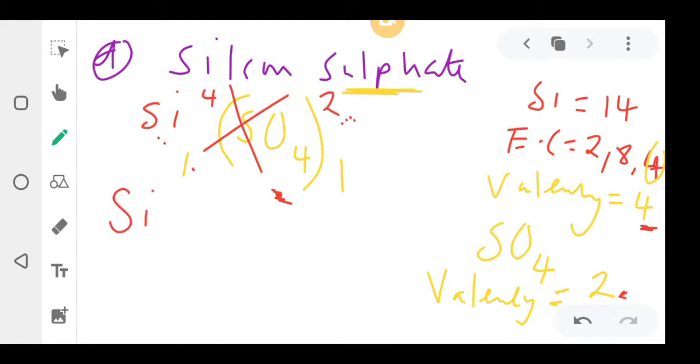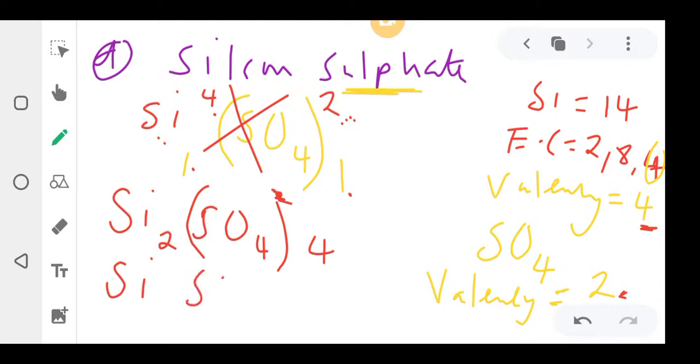Then I cross multiply. So this 2 this side will multiply the 1 here. It will be silicon 2, SO4 in brackets. This 4 here will multiply the 1 this side. It will become 4. So this 2 into 2 is 1, and the 2 into this 4 is 2. So this is the answer. It is Si, open bracket SO4. Okay. So that is how you do it. And then that is D.